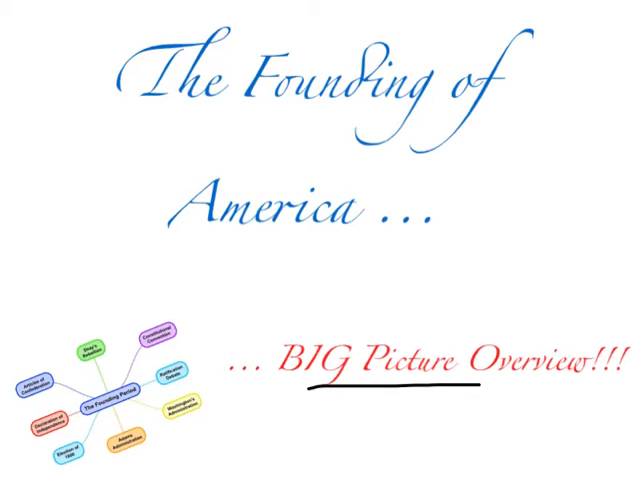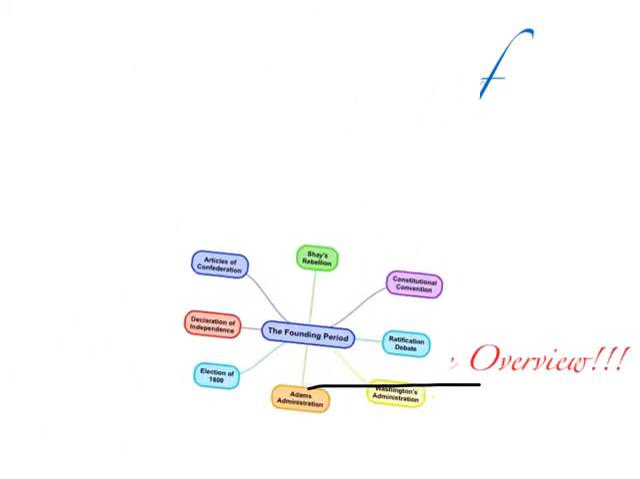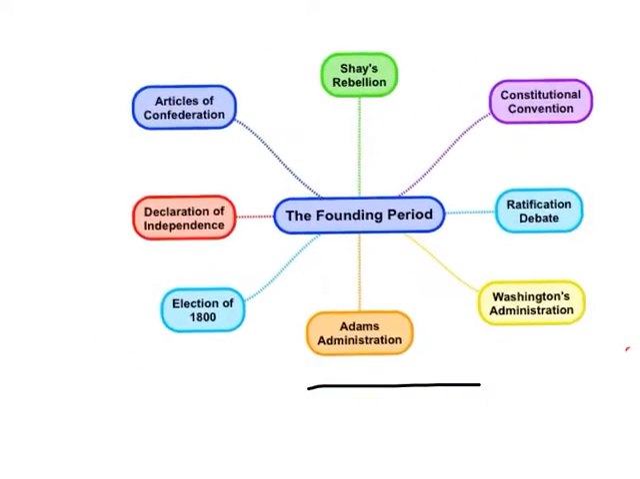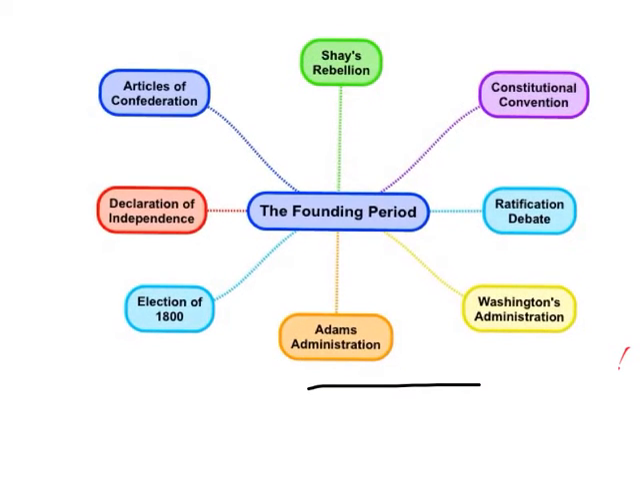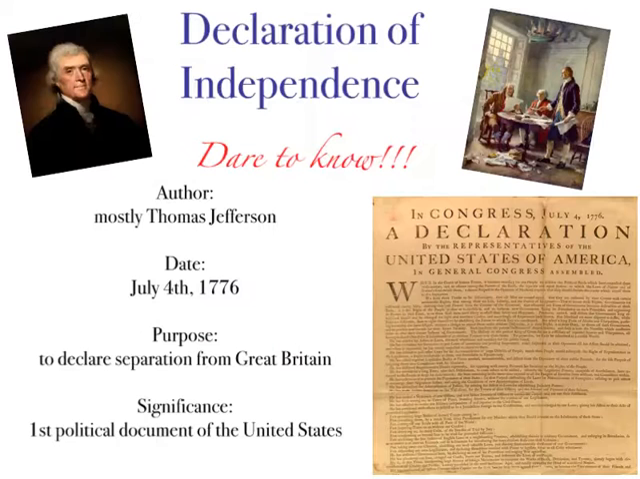So that's going to give you just a brief introduction into each of these key ideas, and in future lessons, I'll go into more specific detail about each of these things. But let me show you a little concept map I made here to give you a nice idea of what we're going to talk about in this lesson very briefly. So first off, we're going to talk about the Declaration of Independence, the Articles of Confederation, Shays Rebellion, the Constitutional Convention, the Ratification Debate, Washington's administration, Adams' administration, and the election of 1800. So hold on to your hats, and here we go.